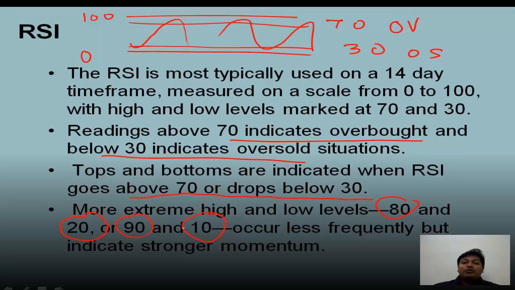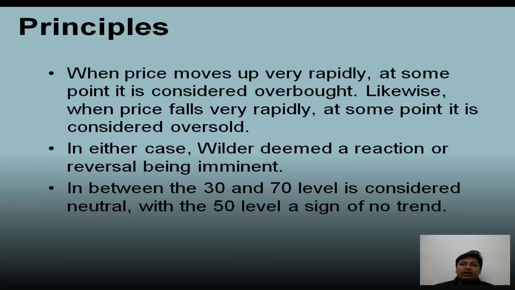If you are looking at values of 80 and 20, there is very strong momentum in the stock. When price moves up very rapidly, at some point it is considered to be overbought. Likewise, when price falls very rapidly, at some point it is considered to be oversold. In either case, Wilder deemed a reaction or a reversal to be imminent. In between 70 and 30, the level is considered neutral, with the 50 level a sign of no trend, which means we are going to be focusing on only three values: 30, 70 and 50. 50 is considered a no trend value. 30 and 70 give you a certain trend.